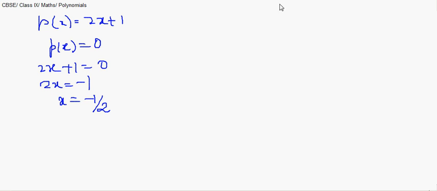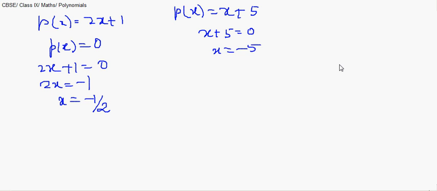There are a few questions where you have to calculate the zeros of the polynomial, like the one I say: p(x) is given as x plus 5. So we equate x plus 5 with 0, which gives x as minus 5, and this minus 5 is the 0 of the polynomial. With this, I take up a question.